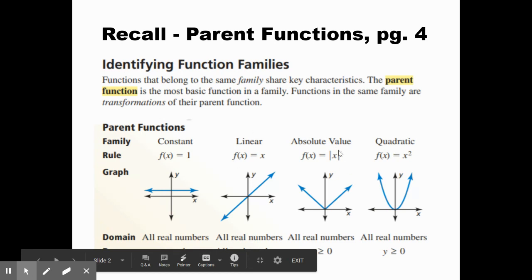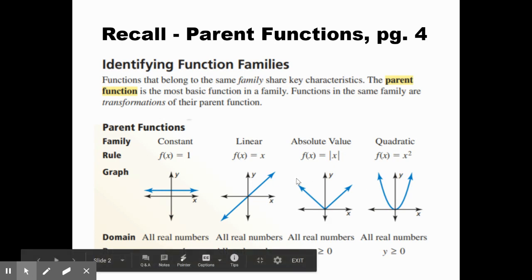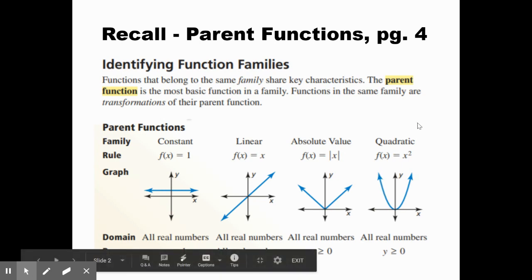Absolute value equations always have an absolute value bar, and the graph is always some type of V-shaped. The V can be upside down, it can be up, it can go over to the left or right. A quadratic function always has an exponent of 2. So when it's raised to the second power, it is a quadratic function. The graph is U-shaped. The U is called a parabola.